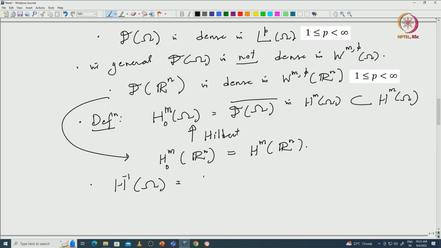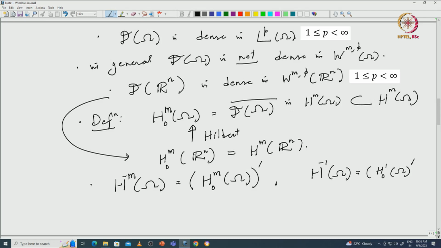There is another interesting space, H^{-1} of Ω, that is nothing but the dual of H^1_0 of Ω. So, it is a dual space. This dual space is also important. You can define H^{-m} of Ω, the dual space of H^m_0 of Ω. In particular, you have H^{-1}, which we will be using a lot.